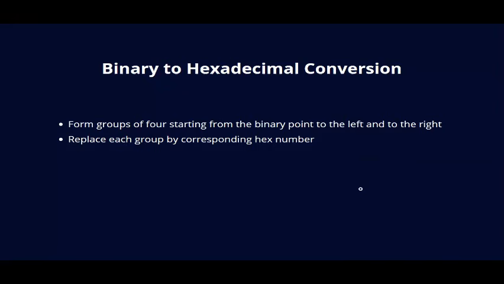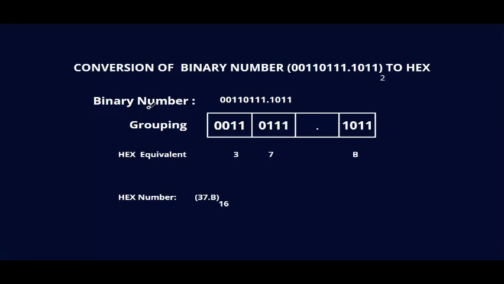For binary to hexadecimal conversion, form groups of 4 starting from the binary point to the left and to the right. Then each of these groups are replaced by the corresponding hexadecimal equivalent. Consider the binary number 00110111.1011. We shall see the conversion of this binary number to hexadecimal. For this, we start grouping from the left of the binary point.